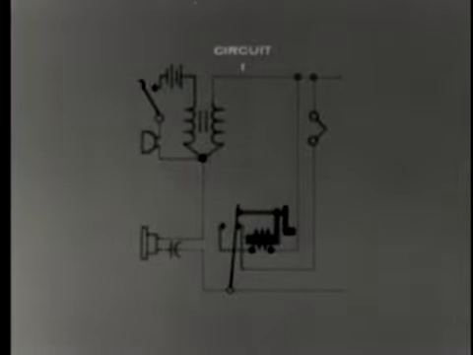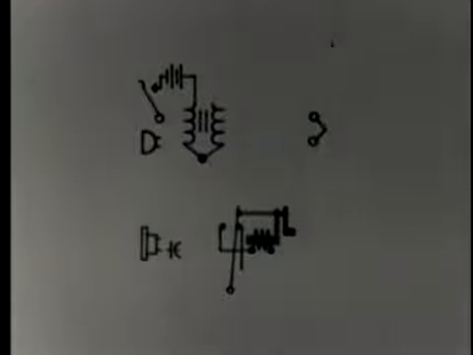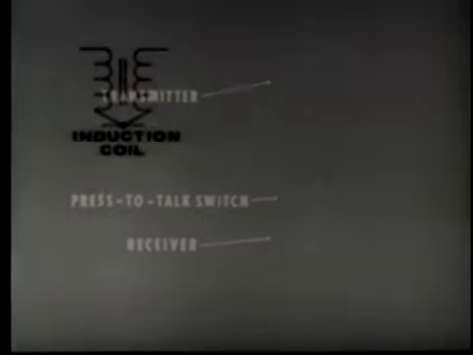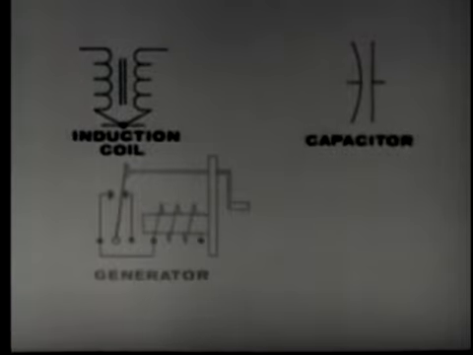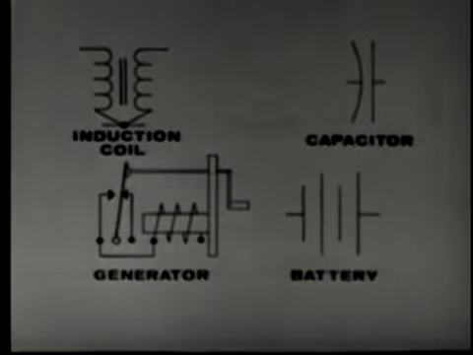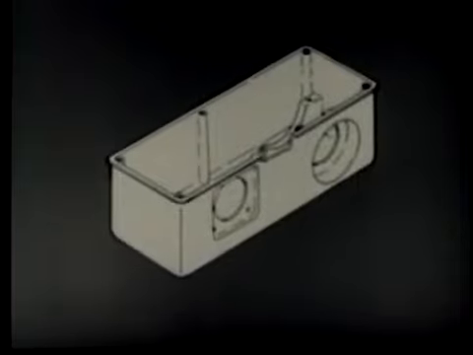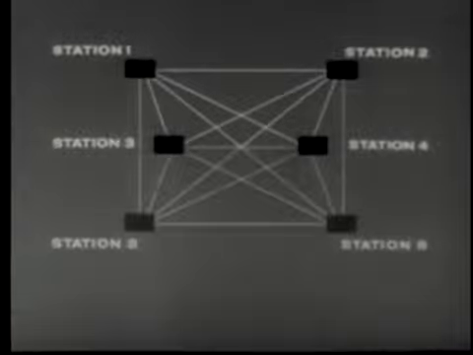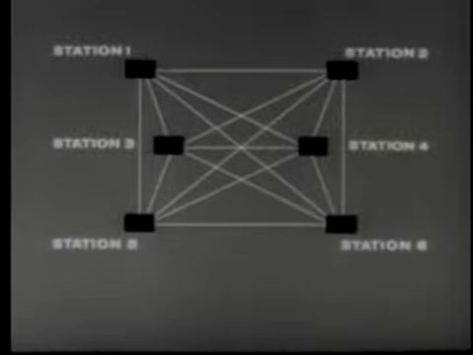The local battery telephone has a much greater transmission range than the sound-powered telephone. In a field telephone, the transmitter, receiver, and press-to-talk switch are combined into a convenient handset. The induction coil, capacitor, generator, battery, and buzzer are contained in a waterproof housing. Not only two, but many stations can be interconnected, one way or another, by use of a switchboard.